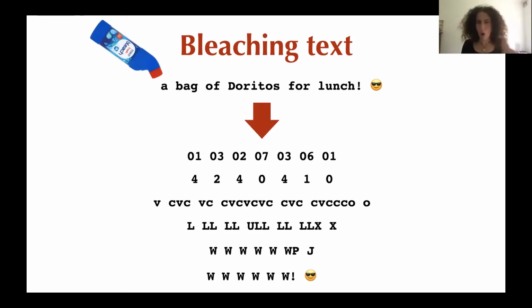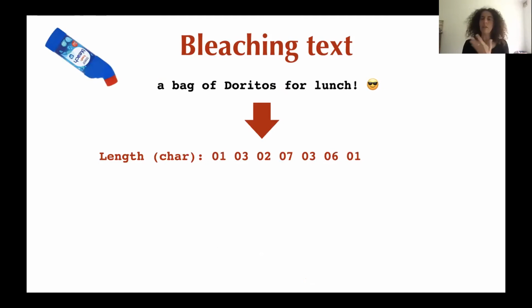And you go, what is it? Well, I'll tell you what it is. So the first representation where we remove lexical information, but we preserve some structure, is the length in terms of characters. So A becomes 1 and B becomes 3.